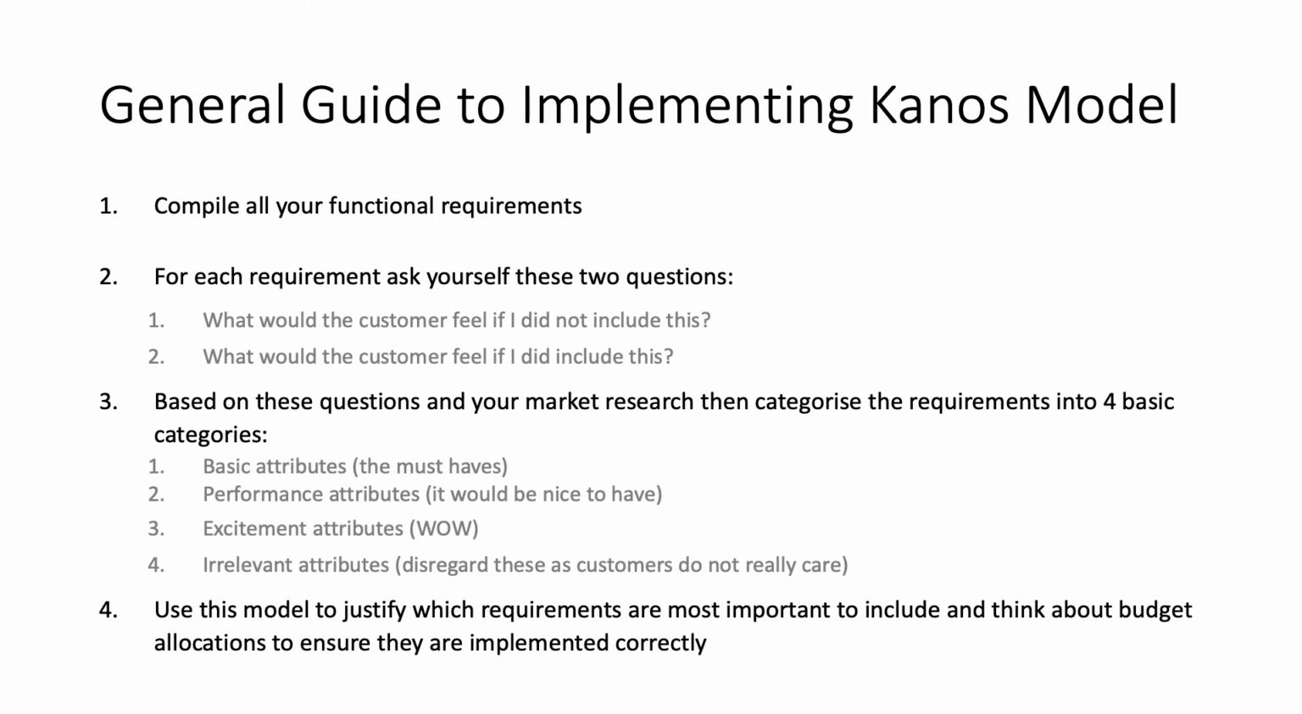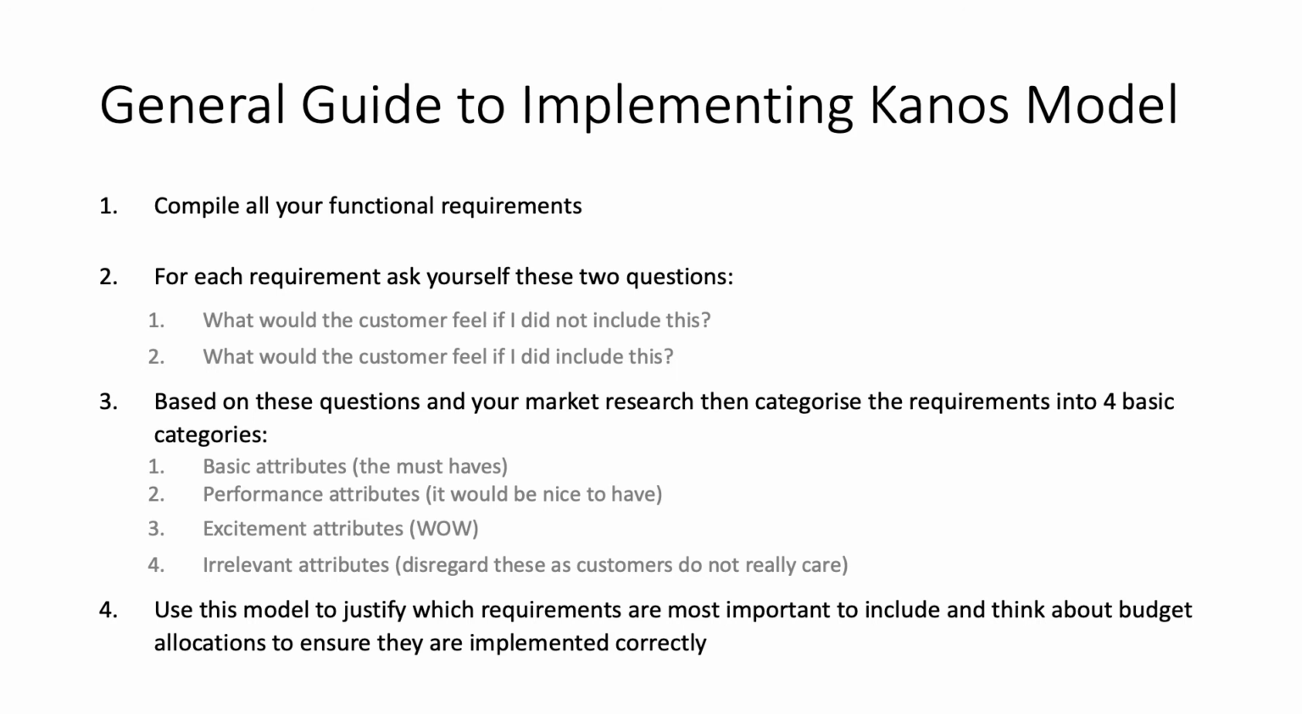Next, put yourself in the customer's shoes and ask yourself two simple questions. How would I feel if this functional requirement was not included? And how would I feel if this functional requirement was included? These two simple questions will actually allow you to complete step 3, where you categorize the requirements.